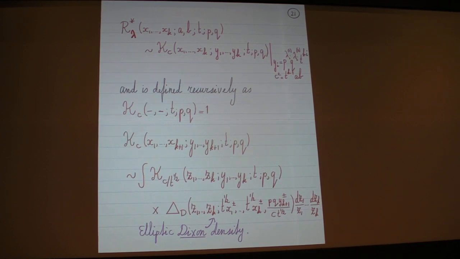For those in the know, this shows up in these type 1 elliptic Selberg integrals rather than type 2. And again, I referred to the poster I saw yesterday. But it doesn't matter. It's just something really simple. So if you take that elliptic Dixon density, you integrate this kernel, you get a kernel with one extra variable.